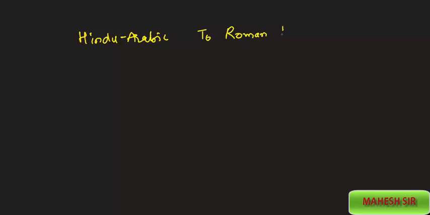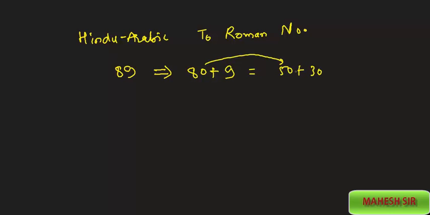Okay. Now conversion from Hindu Arabic to Roman numerals. Look here, student, number 89. So 89 we can write as 80 plus 9. So 80 is 50 plus 30, plus 9. What about the 50? 50 is standing for L. This 30 is X, 3 times X, and this 9 is IX. Okay.